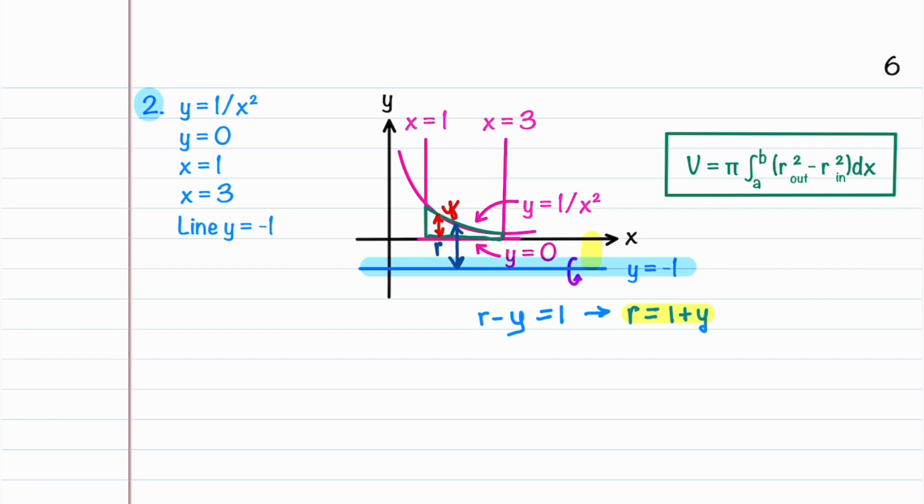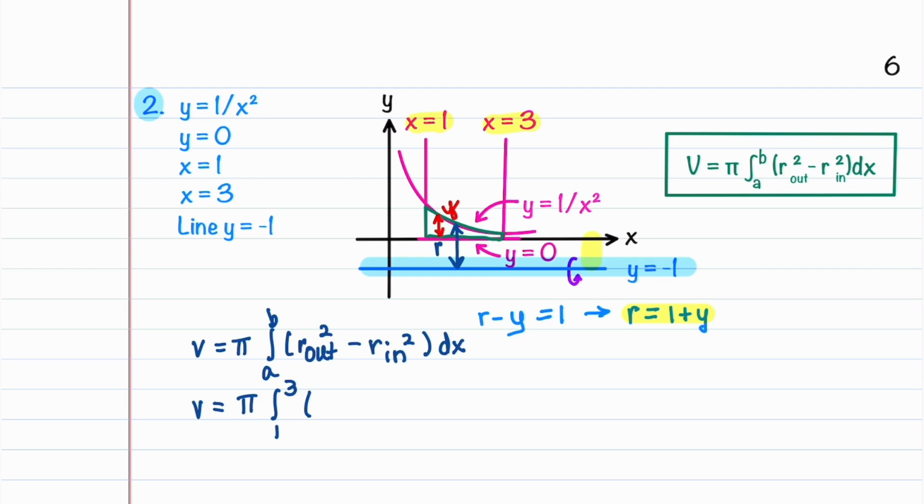For this problem, we don't need to find our limits of integration because they're given by our 2 lines, x is equal to 1 and x is equal to 3. We can go ahead and write down our formula. Our volume is equal to pi times the integral from a to b, our outer radius squared minus our inner radius squared. We're rotating about a line that is parallel to the x-axis, so we have limits of integration in terms of x. Let's now put in what our limits are. We are going from 1 to 3.